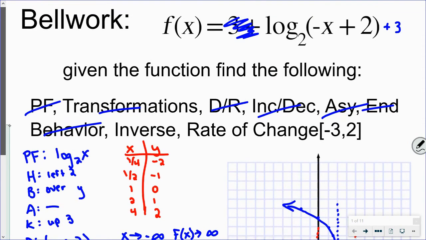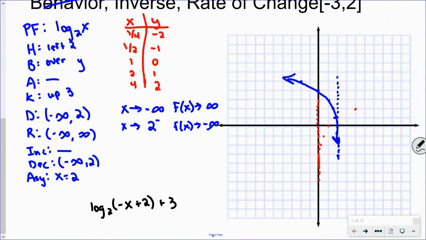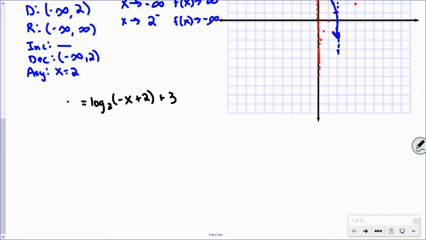Log base 2 of negative x plus 2, plus 3. Okay, so to find the inverse, this is going to equal y. To find the inverse, we switch x and y. So this is x equals log base 2 of negative y plus 2, plus 3. And then we solve for y.